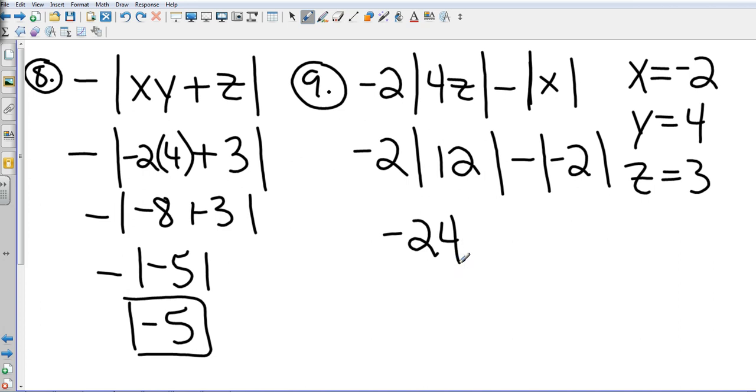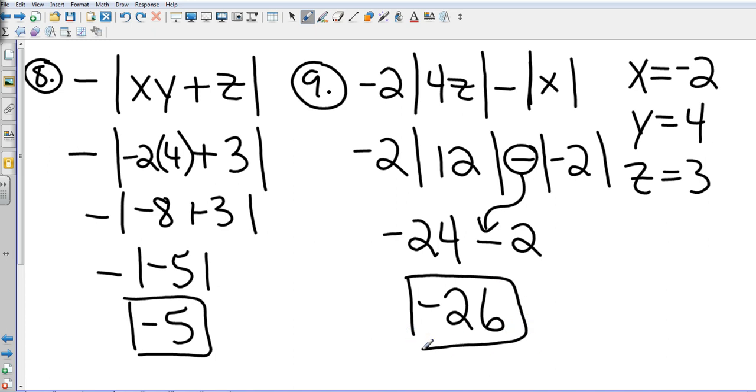Okay. Keep the minus sign. Keep this minus sign. Now, what's the absolute value of negative 2? 2. What is negative 24? I know my number line doesn't go this far, but hopefully we're getting the pattern. What's negative 24 minus 2? Negative 26. Okay, how many got negative 26? Raise your hand. Quite a few. I'm all right with that number. That's a pretty good number.